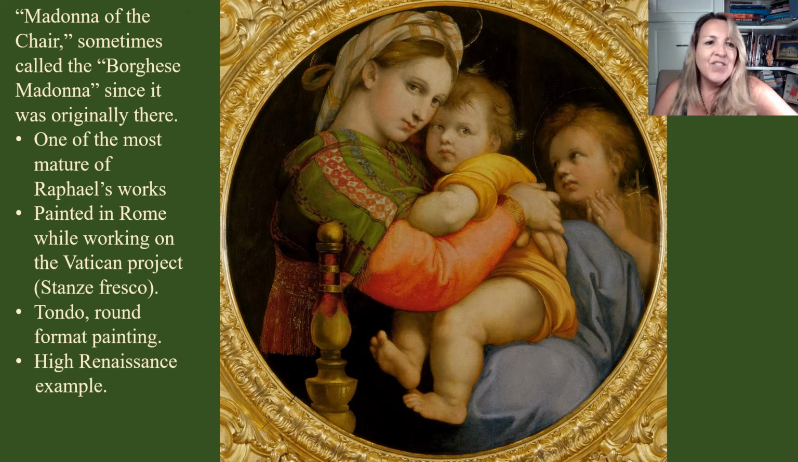So, Madonna of the Chair, this is one of my favorites. It's a truly gorgeous work. The colors are rich, the fabrication is rather exotic. She has this kind of loose turban on and this rather exotic fabric, a shawl that she's wearing. This is one plump little baby. This is one healthy little baby. And then right next to him, you see his cousin, John the Baptist.